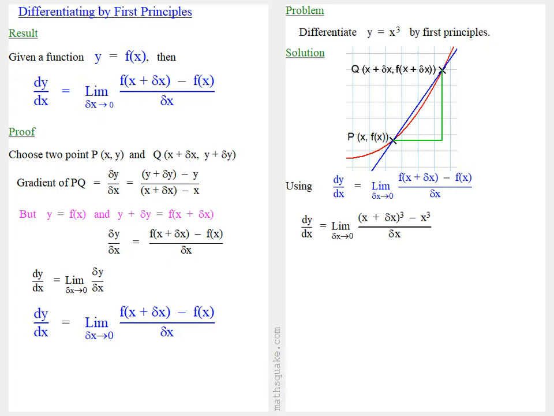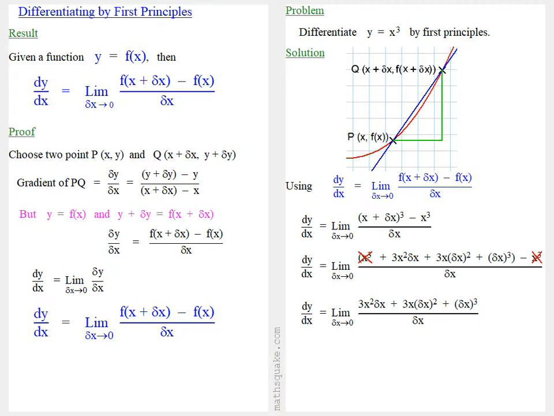And we can expand that cubic bracket. And this gives us on the top x cubed plus 3x squared delta x plus 3x into delta x squared plus delta x cubed minus x cubed, all over delta x. And the x cubes at the front and the back cancel out.